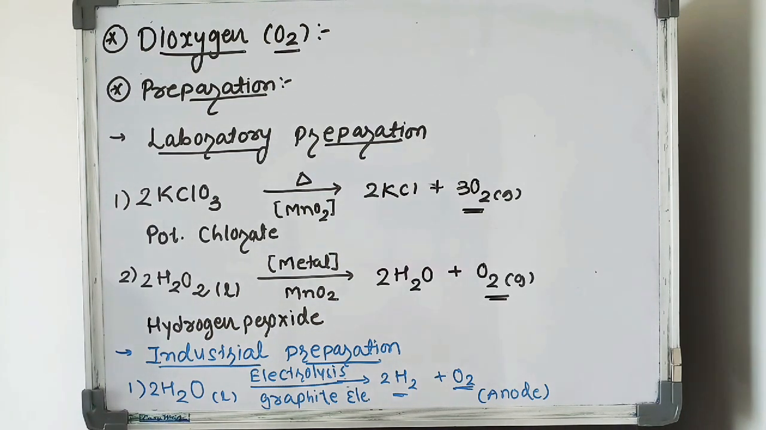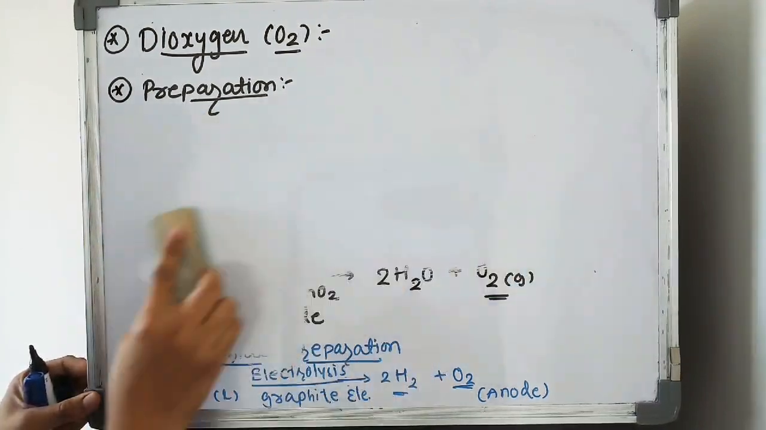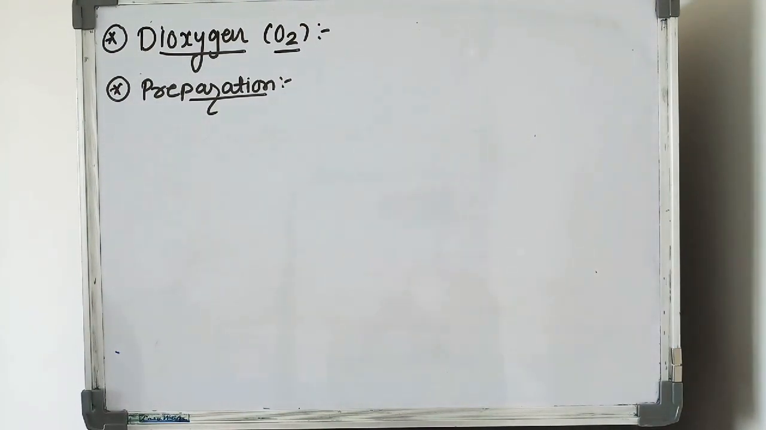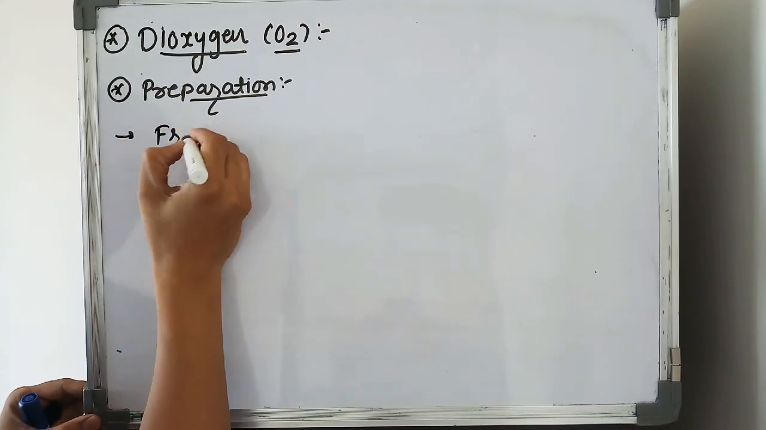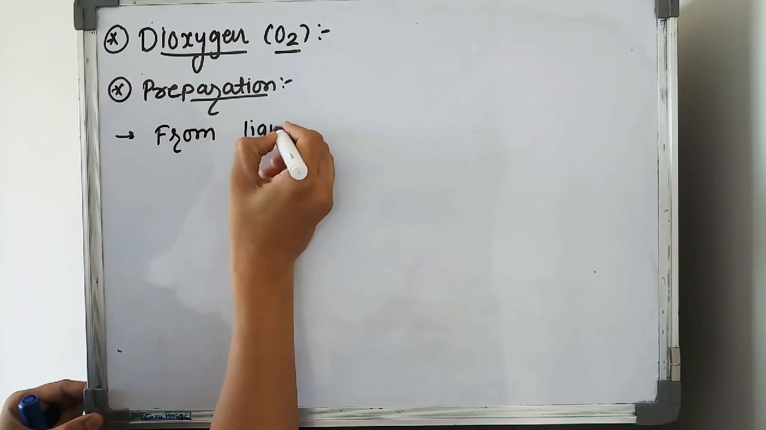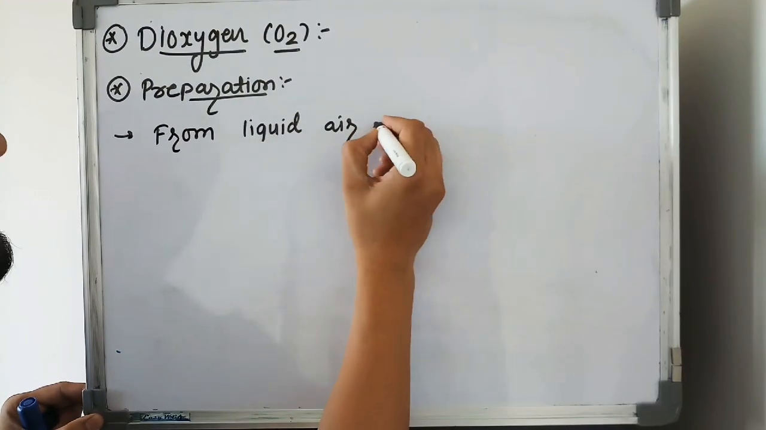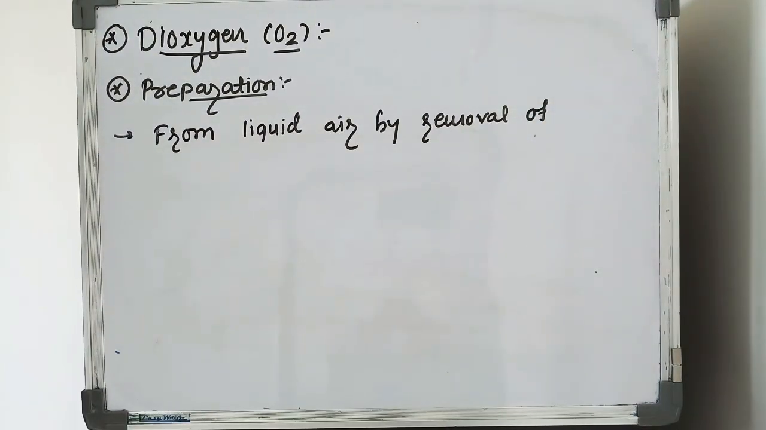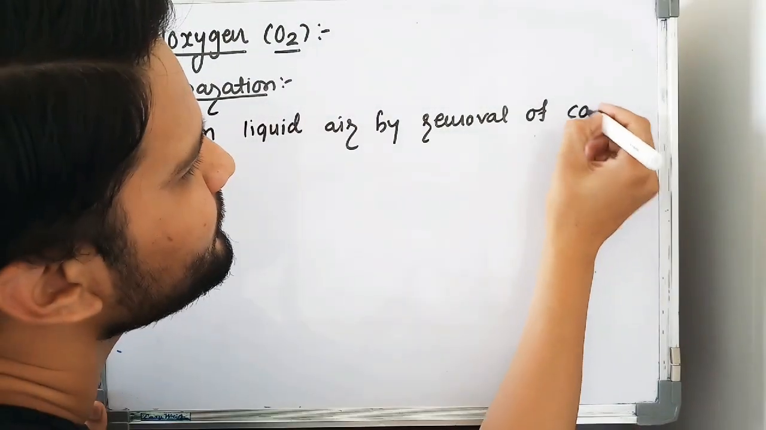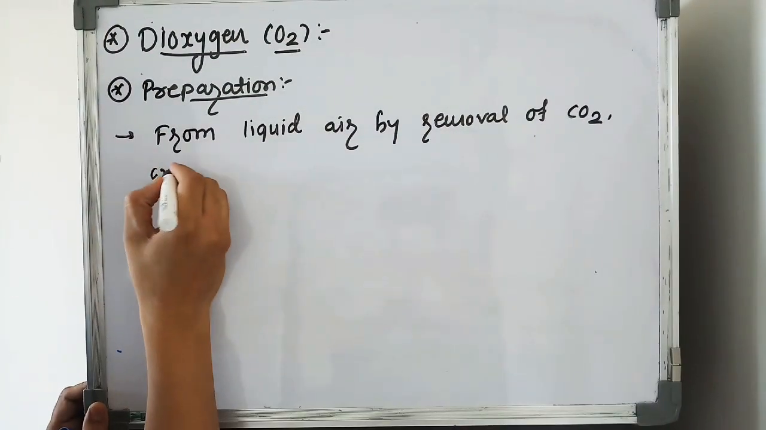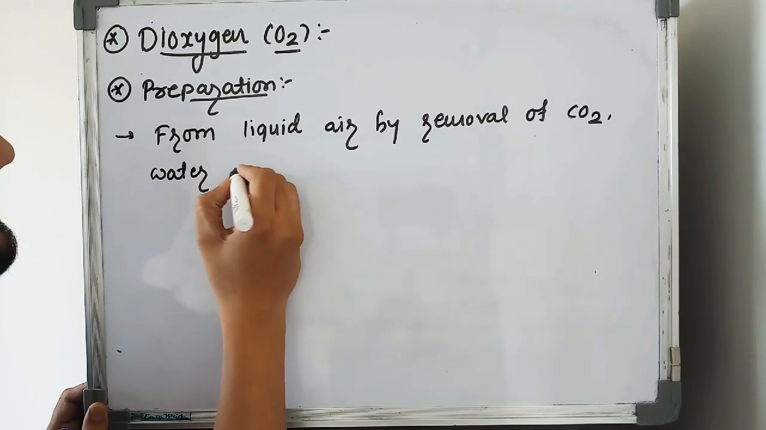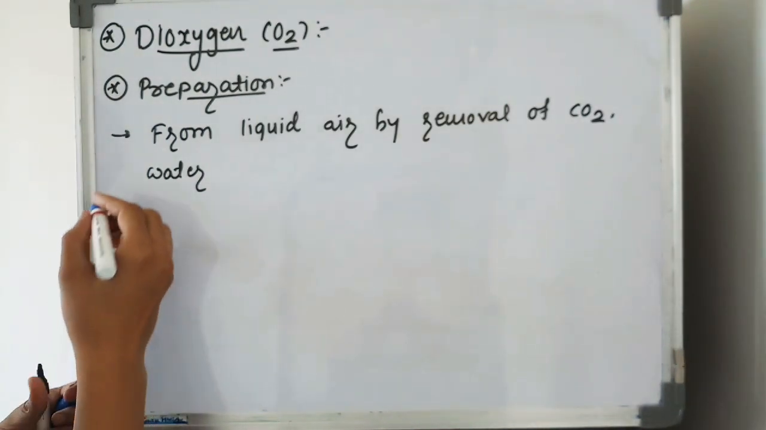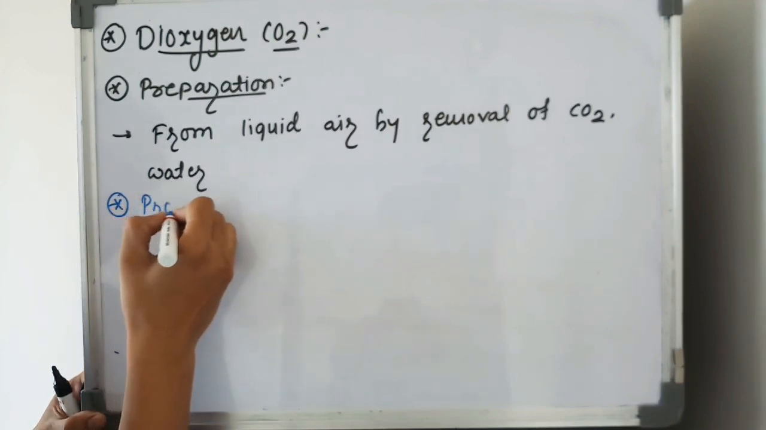Now this dioxygen is also prepared from liquid air by removal of other components. We know that in air many components are present. So by removal of carbon dioxide and water vapor, dioxygen is also obtained. So this is the preparation of dioxygen. Now the next point is the properties of dioxygen.